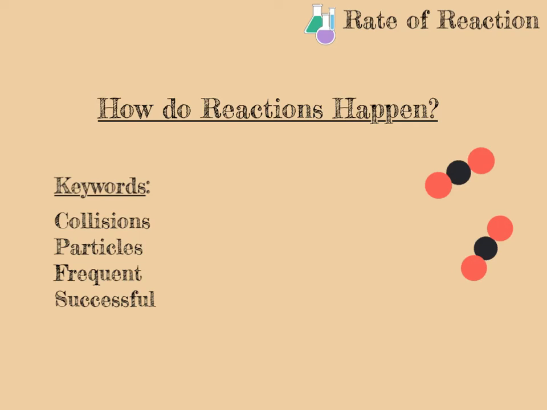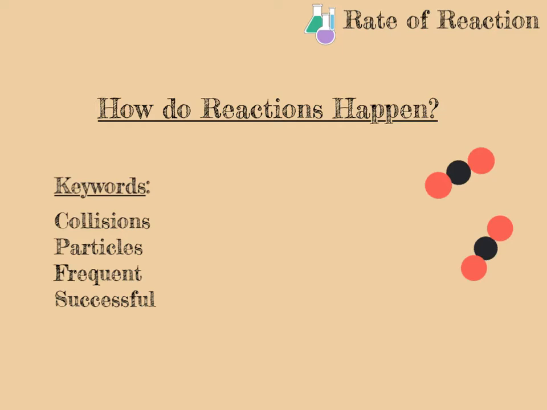In this short video, we are going to look at how reactions happen. This is the start of your topic on rate of reaction and is really important to help you to understand the rest of the topic. Your keywords for this lesson are collisions, particles, frequent, and successful, and you should make sure that you know what all of those words mean before you start.